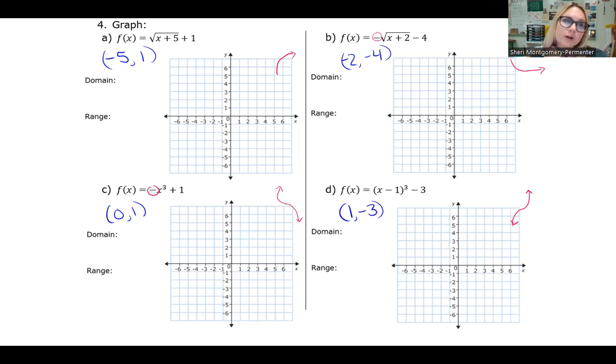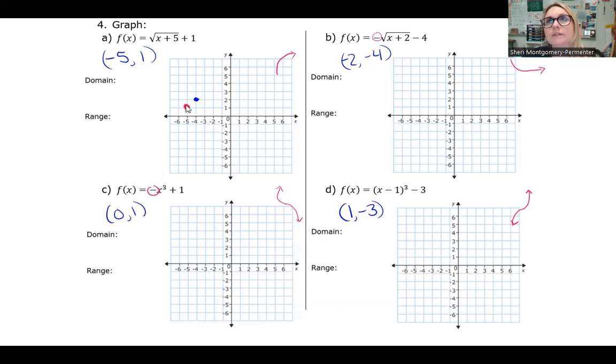All right, for each one of these, the way you start your graph is by plotting that point. That is either your center or your starting point. So for A, I have to go -5 and then 1. From there, to make that basic shape of that square root, I think of perfect squares. So I can go over 1, and then square root of 1 is 1.